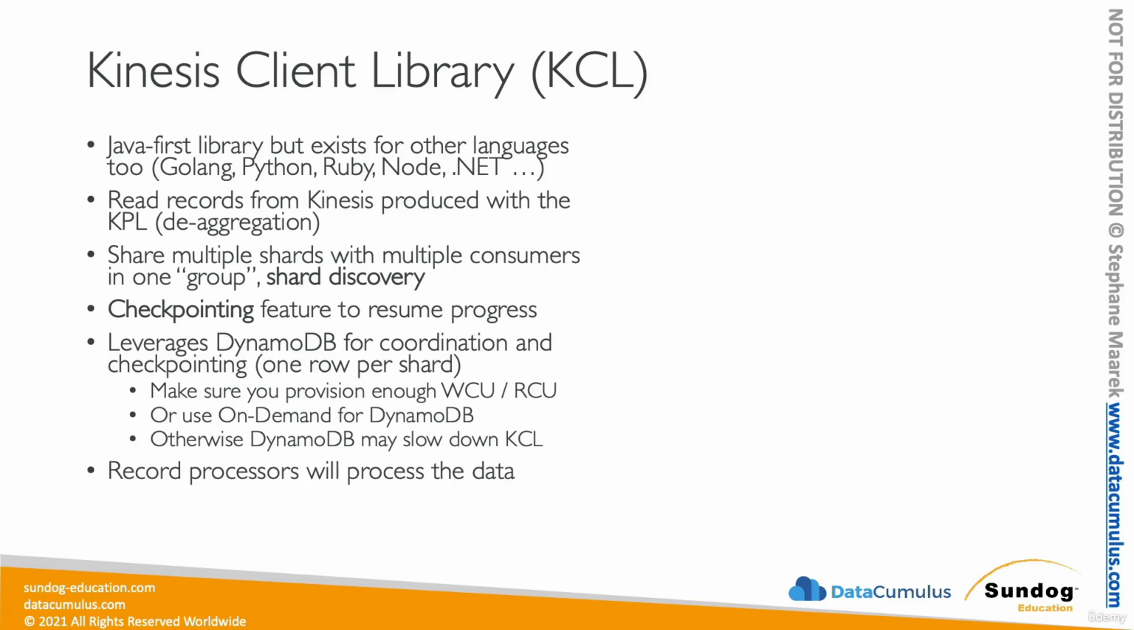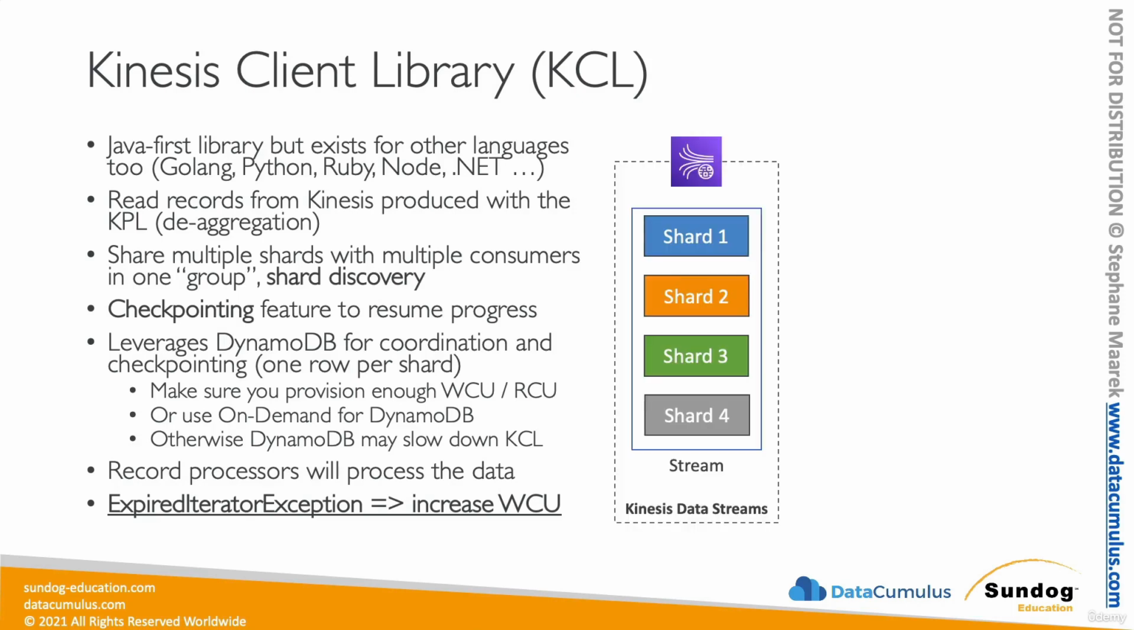Now, record processors will process the data. And then if you get, as I said, an expired iterator exception, that means that something is going on in your KCL library. That means that you need to increase the WCU because your DynamoDB table is not fast enough to keep up with the writes. So this is an exam question. So let's have a look at how it works.